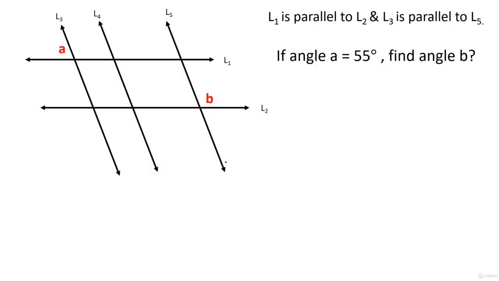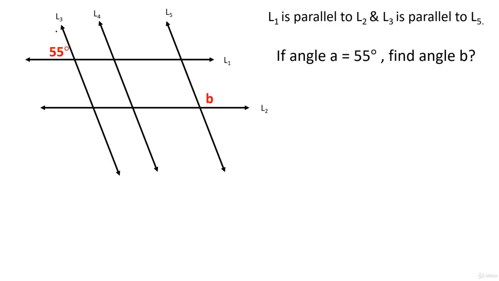So there is a question I want you all to solve, and you can just solve it and get the answer. If not, you can just look at the solution in some time. All right. So the question says L1 is parallel to L2 and L3 is parallel to L5. If angle A is 55 degrees, find angle B. Okay. So here they have given the value of angle A as 55 degrees. So I replace it by 55 degrees first of all. Now I have to find the value of B, right?